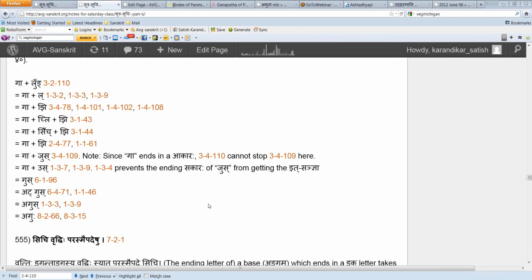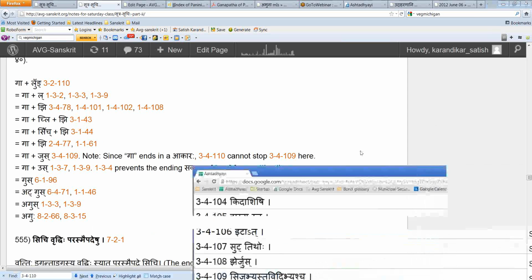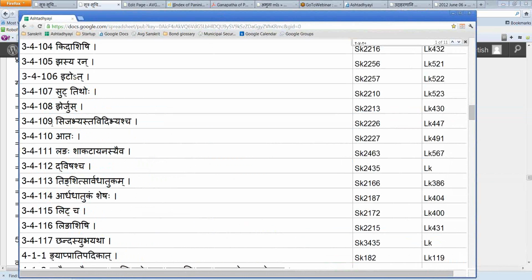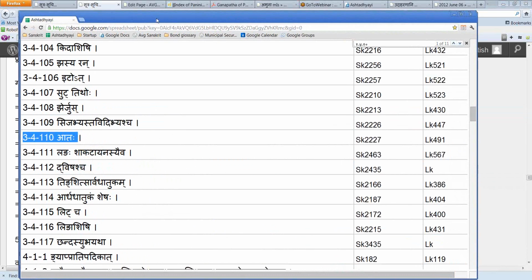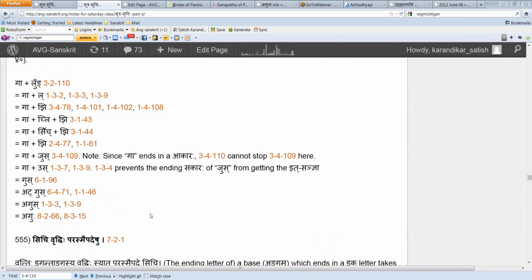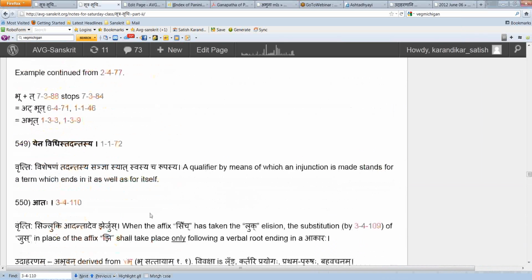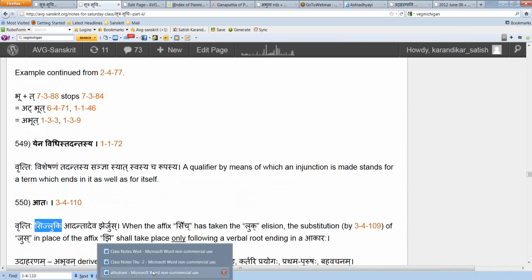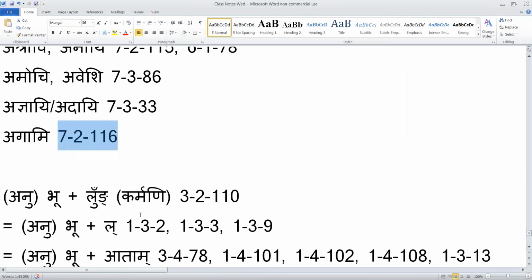Okay, let's look at this one last form here. What Anuji was saying is that 3.4.110 does the niyama for 3.4.109, but only in the case of sich luk. Otherwise, no. Look at the vritti. The vritti says that only in the case of sich luk does 3.4.110 come into play. Okay, last form. I just wanted to remind you of this sutram.